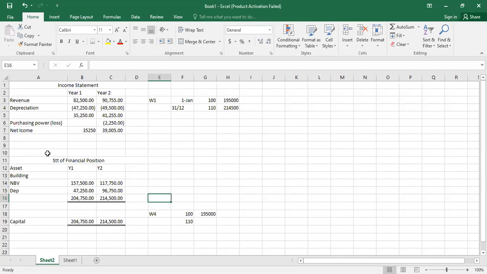So our net income at the end of the first year is 32,250. As at the end of the second year, it is 39,005 shillings. So those are the CPP accounts.